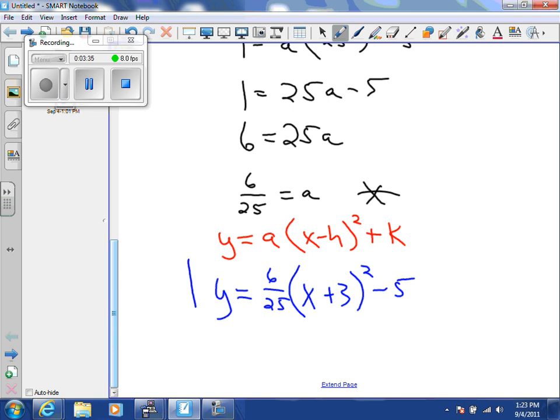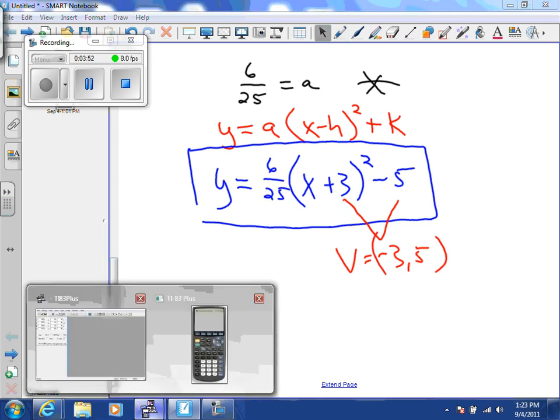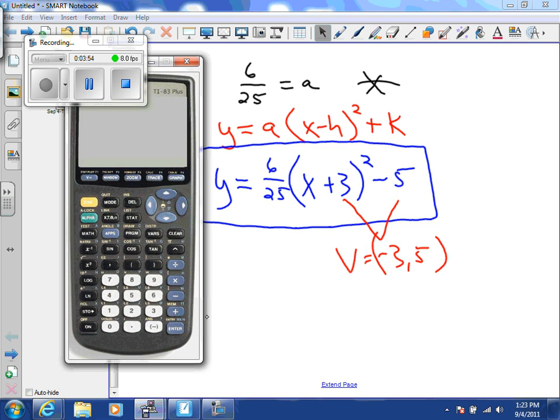So let's show that we are right. This, by the way, is the final answer. That is the parabola with the vertex. And we can see the vertex here by looking at this: it is negative 3, negative 5. So that part we should be convinced of. But what I want to demonstrate to you here is that this actually goes through the point 2 comma 1.